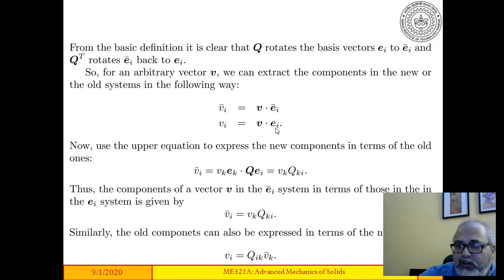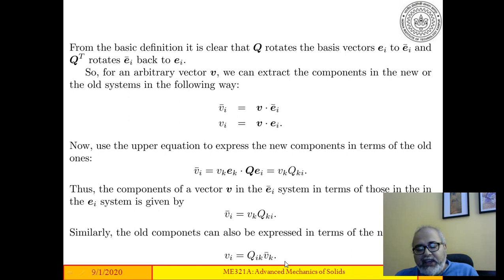Vi is V dot Ei, but then Ei bar and Ei are related by Q. So I write Vi bar is Vk Ek dotted with Q times Ei, which gives me Vk Qki. So if I do Vk Qki, I get the new components of the vector. Similarly, I can do the reverse, and I can do Qik Vk bar to get the old components in terms of the new components. So this gives me the new components in terms of the old components.